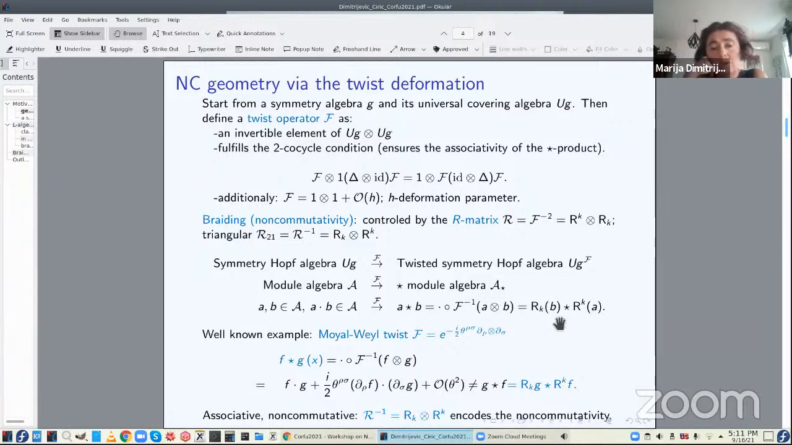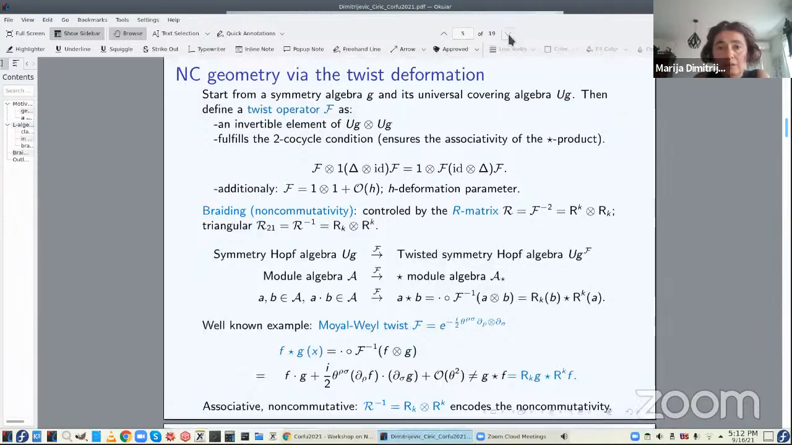For example, the well-known and very simple example of a twist is the Moyal-Weyl twist that gives rise to the Moyal-Weyl star product. So you could say that your symmetry algebra, for example, is either diffeomorphisms, so you have the full algebra of vector fields, or for example, a translational symmetry in Minkowski spacetime. Then you have these derivatives, which generate translations. And then the twist lives in two copies of the universal enveloping algebra of your translations. And then this is the corresponding star product defined with the inverse of the twist. It's not commutative, there is an R matrix, and that's it more or less concerning the notation.